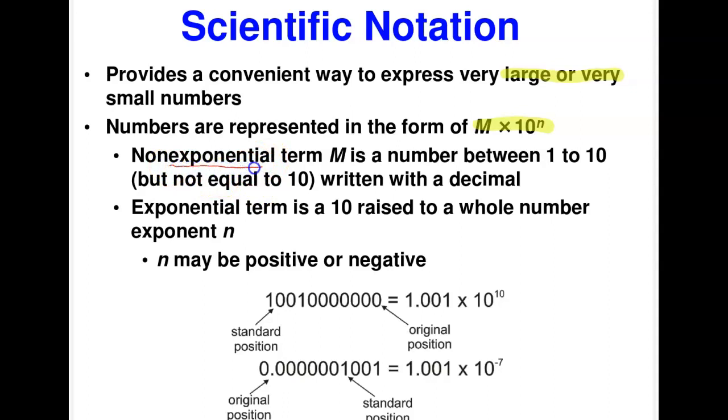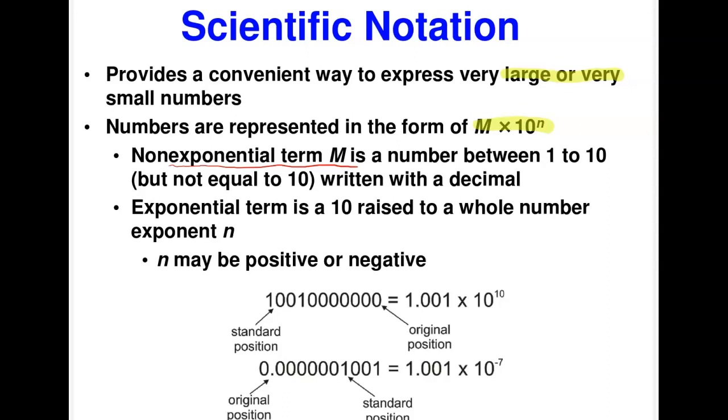The non-exponential term will be the term that will be between numbers 1 to 10, but it cannot be 10 because 10 will be a kind of factor which we're going to use to represent the n. The n will be the exponent. So the exponential term is usually raised to the power of 10 to a whole number exponent, and n can be positive or negative. Of course, we're going to see this as we move along in this lecture.